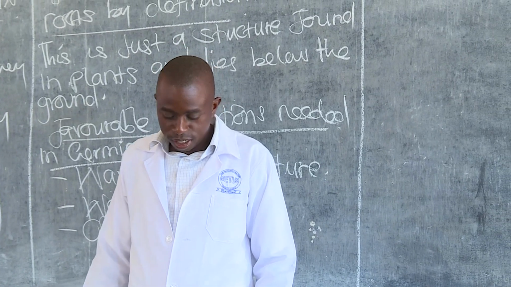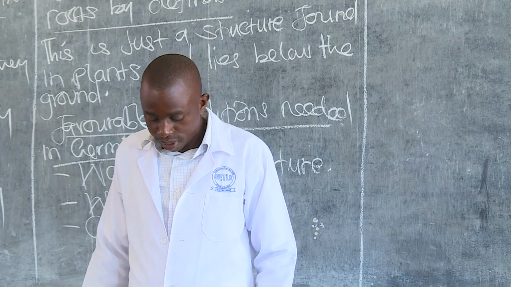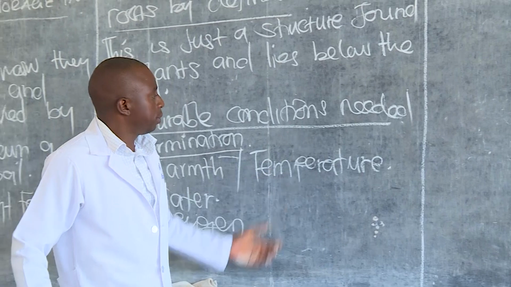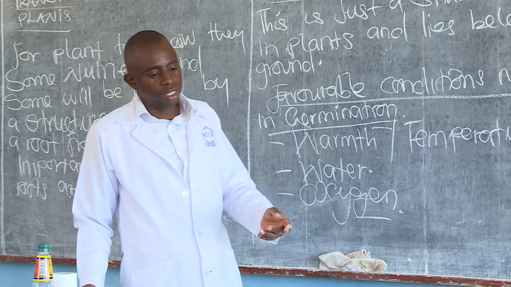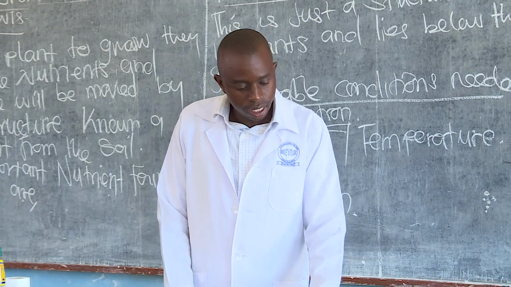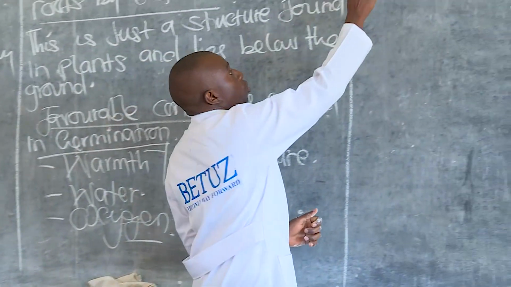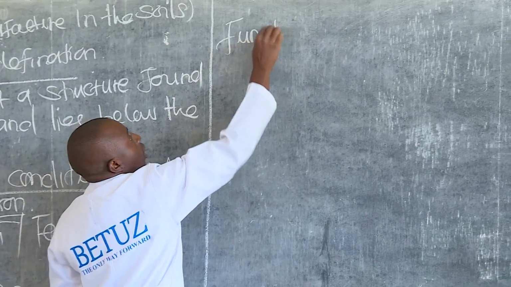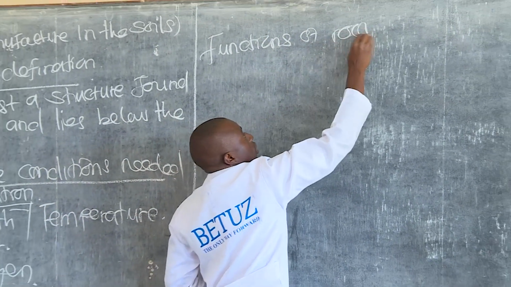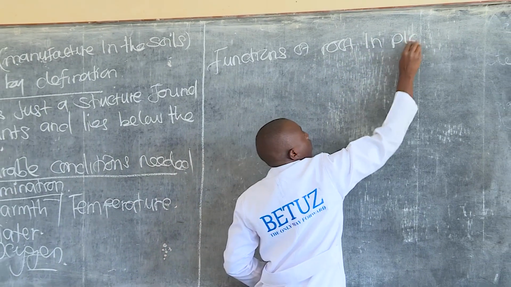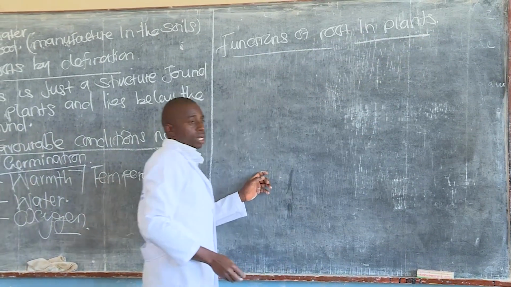As the seed is germinating, roots will start emerging. And as the roots are emerging from the germinating seed, you expect this root to start functioning and working as you expected, to start supporting some of these processes like photosynthesis, transpiration, and others. So we also go straight and look at the functions of roots in plants.